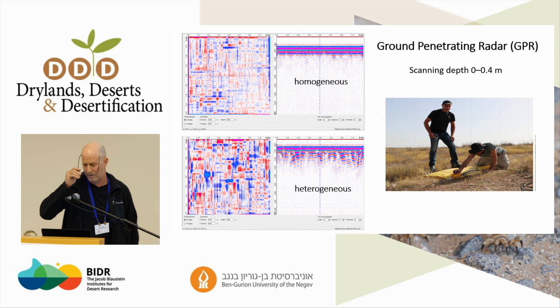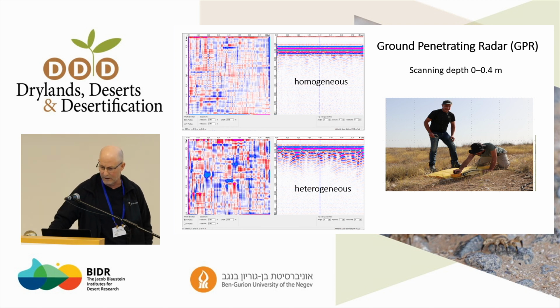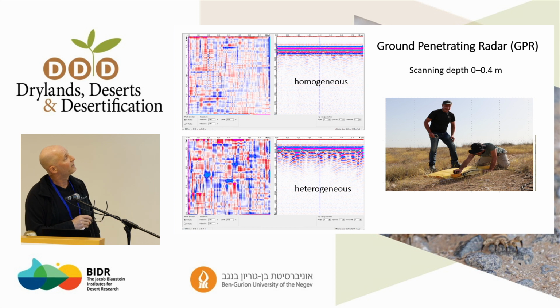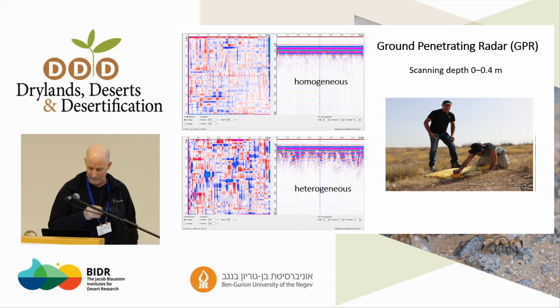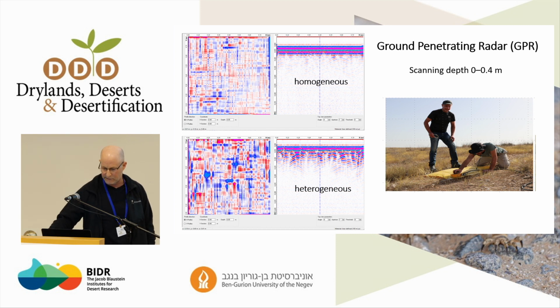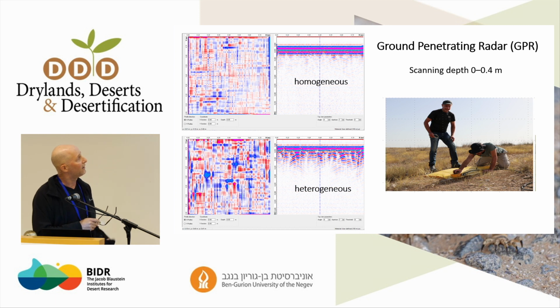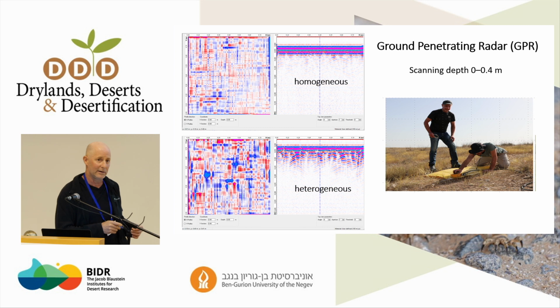And these are the results of GPR, Ground Penetrating Radar, down to 0.4 meters. So at the top, we see the subsurface of a homogeneous hill slope, while at the bottom, we see the heterogeneous hill slope, where we can very easily notice the irregularity of the subsurface of the heterogeneous hill slope.